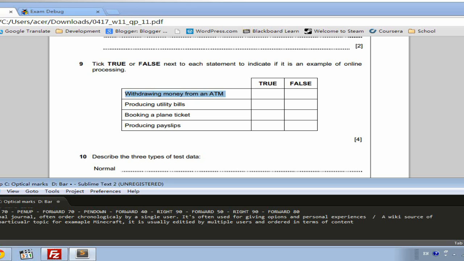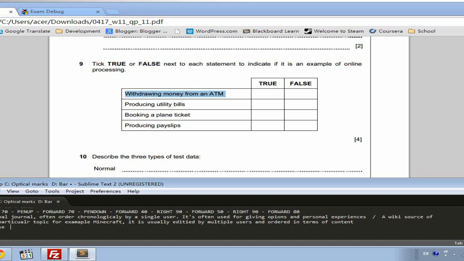B, producing utility bills. Utility bills is a very standard batch process, so it's going to be false. We gather them all together and process them at once, probably in the evening once everything's finished. We don't need any other information. We just need to move numbers about that are already in there, put them onto the bills, print them out, and there's no need for any interaction. So utility bills are just created straight off. It would be a batch process.